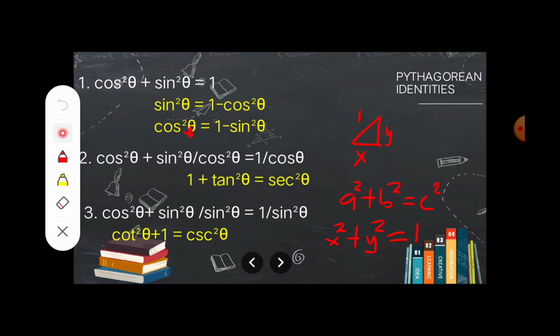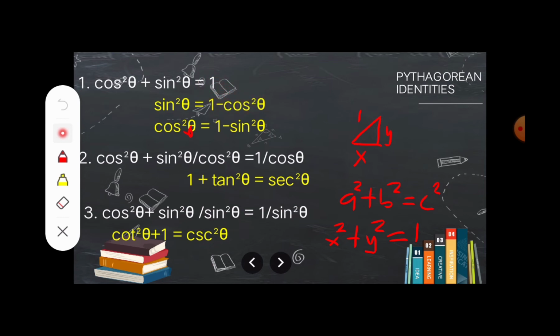We have x is for our cosine. So we have cosine squared theta plus y is our sine. So plus sine squared theta is equal to 1. Again, from here, we can derive other formulas. We have sine squared theta is equal to, move to the right, it should be 1 minus cosine squared theta.